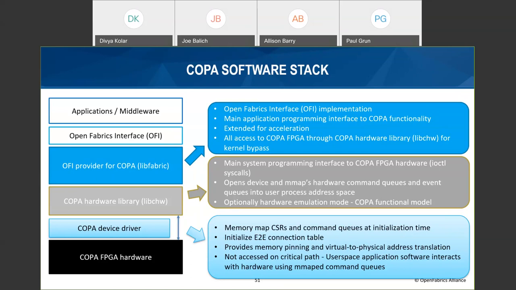Any questions so far before we jump into the details of the OFI extensions? Thank you. So then you can go to the next slide, Divya.